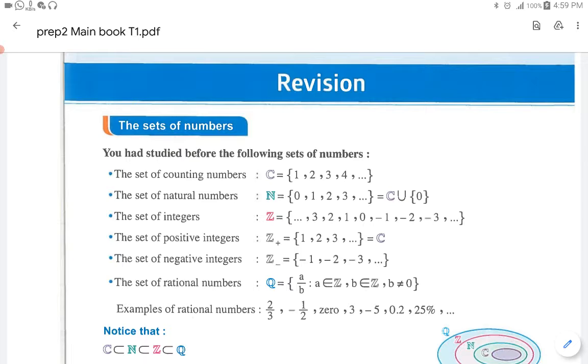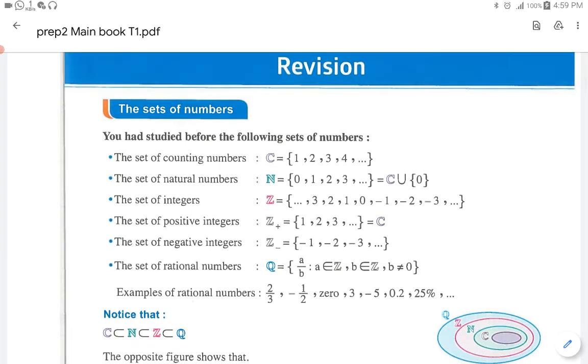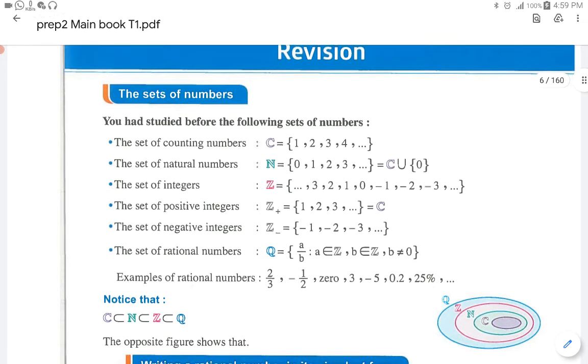Integers contain three sets: set of 0, set of positive numbers, set of negative numbers. بنبدأ بالزيرو في النص، بعد كده على اليمين negative 1, negative 2, negative 3، والناحية الثانية 1, 2, 3, 4 and so on. طبعا Z positive دي part of set of integers, subset of set of integers. Z positive: 1, 2, 3 and so on, and negative numbers: negative 1, negative 2 and negative 3 and so on. Set of rational numbers.